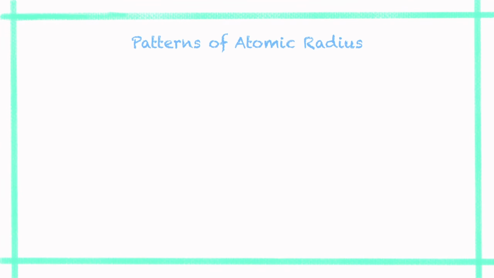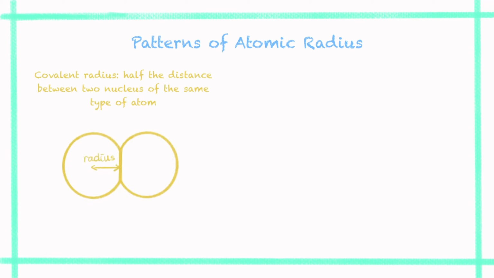Atomic radius, as you may have learned before, typically refers to the distance between the center of the nucleus and its outermost orbit. However, in some covalently bonded molecules, the atomic radius is equivalent to the covalent radius, which is calculated by halving the distance between the two atoms. Across a period, the atomic or covalent radius decreases.